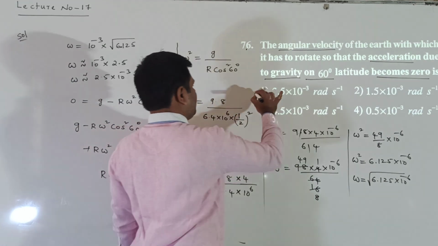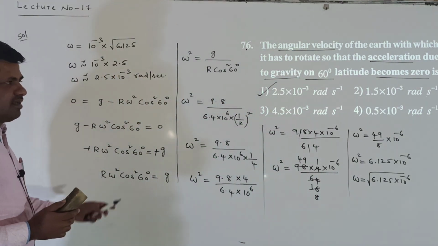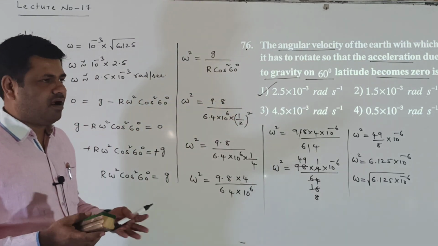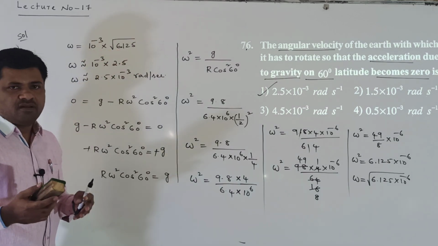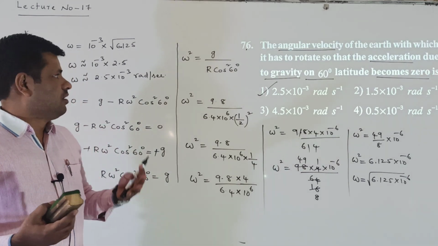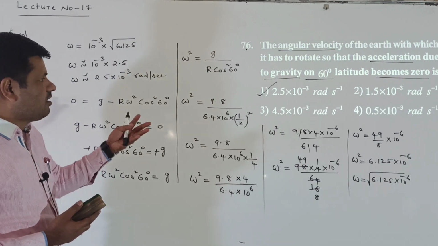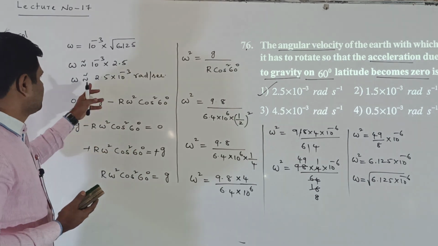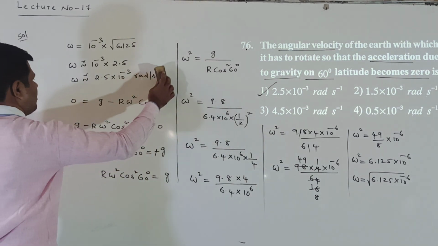So which option is correct here? First option is correct. Here the nearly equal value we are getting. All the others here are 1.5, 4.5, 0.5. That is not near. Only which is near here? 6.125, under root, when making we get 2.15 like this. It means the nearly equal value is how much here? 2.5. So I am taking it as 2.5 into 10 power of minus 3 radian per second.